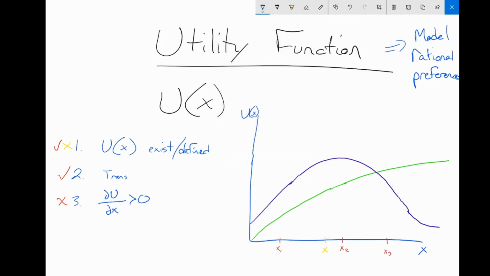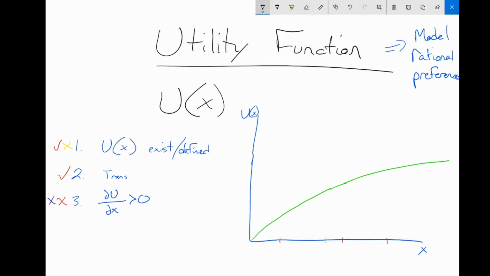All right, so let's go on. Let's do purple next. Does purple satisfy these conditions? Well, actually, we can answer that pretty quickly because all we have to do is look at it and see that it's not always increasing. It increases at first and then it goes down. That means it does not satisfy the third axiom, so it's off the table. We can rule it out right away. So let's just get rid of that.